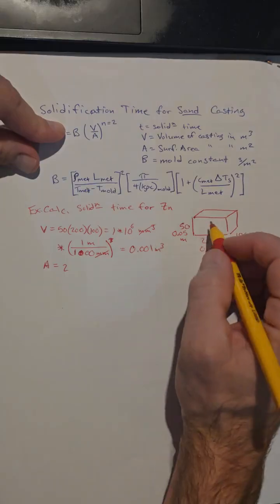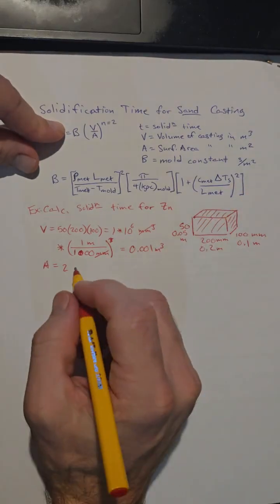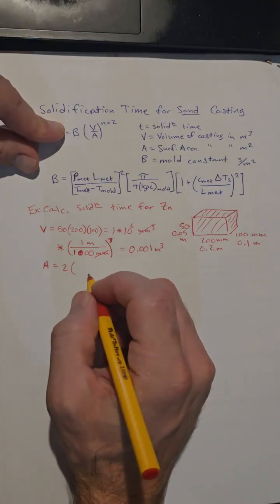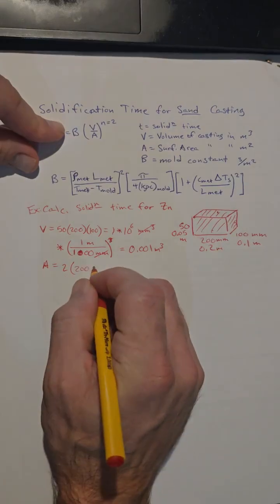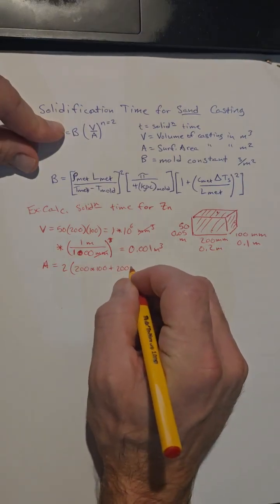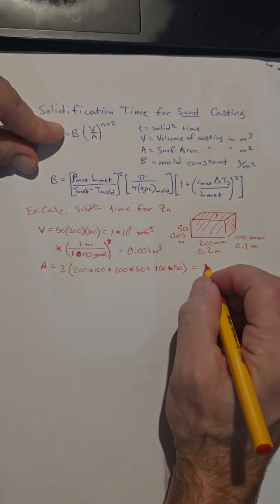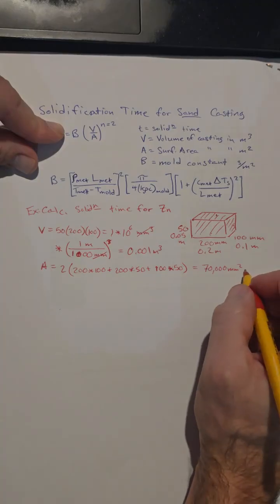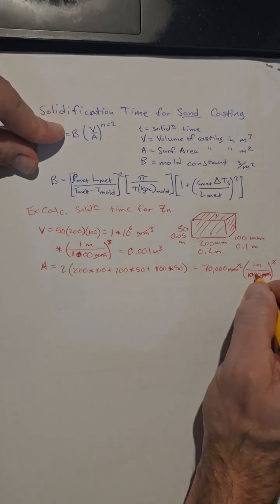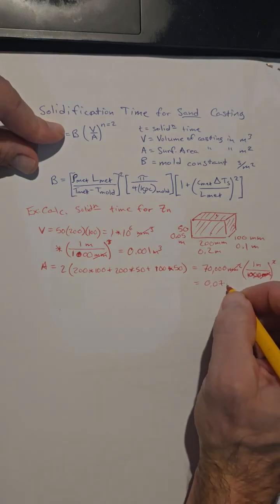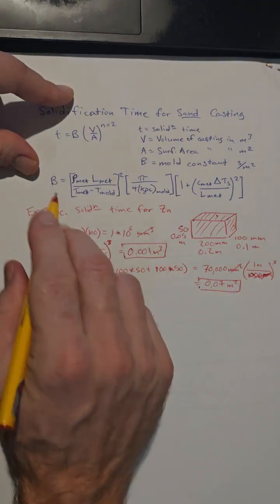And then the area: I have this face and this face and this face, but then I have the other side. All of that is surface area. So the surface area is going to be 2 times each of these three faces, which is, let's start with the big one, 200 by 100, plus 200 by 50. What do I have left? 50 times 100. Math that out, it's 70,000 millimeters squared times 1 meter per 1,000 millimeters. That cancels if I have squared. That's 0.07 meters squared. So now I have the volume and the area, but I need this B.